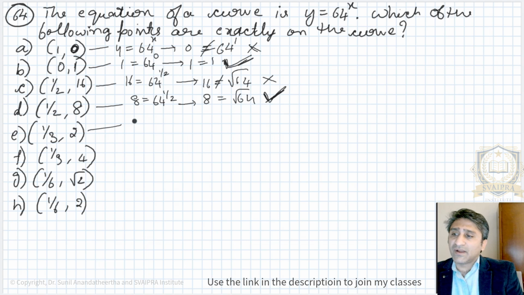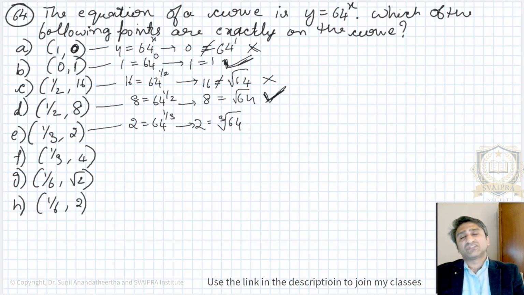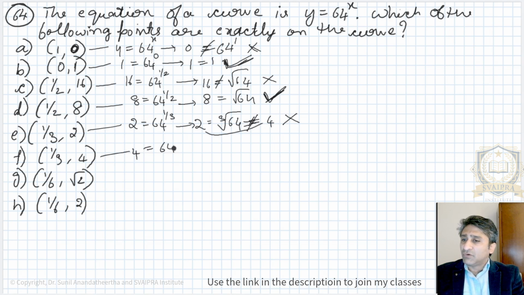And what about this? We have 2 equals 64 to the power of 1 by 3, which is the cube root of 64. What is the cube root of 64? It is 4, since 4 times 4 times 4 is 16 times 4. So 2 is not equal to 4, therefore this point does not lie. What about this? 4 equals 64 to the power of 1 by 3, which is 4, so this lies on the graph.